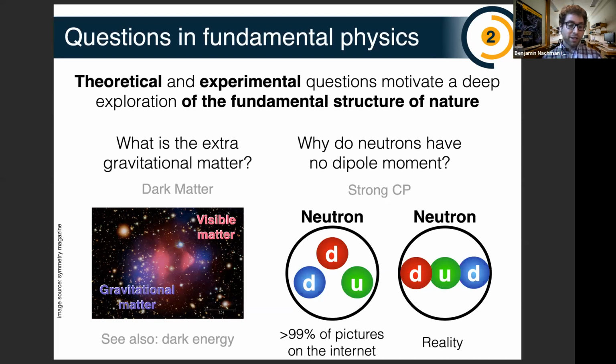Another interesting question, shown on the right, is a deep question about neutrons, which are a fundamental property that are part of all the atoms that we know about. Most of the pictures online look like the picture on the left. They're made of quarks. There's two down quarks and an up quark, and they're usually arranged in a triangular fashion. But actually, in nature, they're very linear, in a line, and we don't totally understand why. And there are a variety of other questions that motivate a deep exploration.